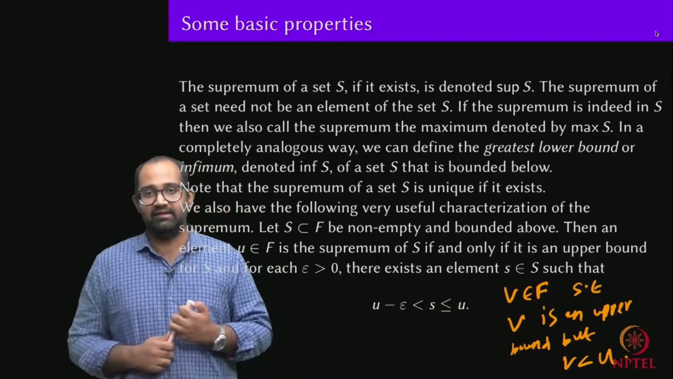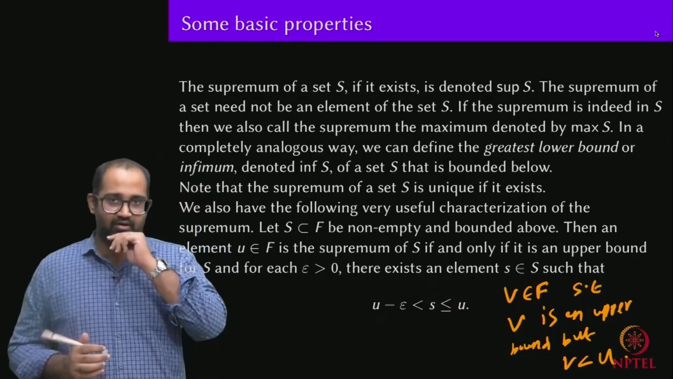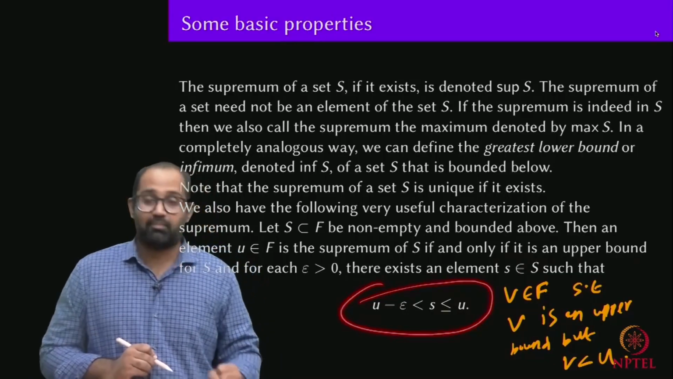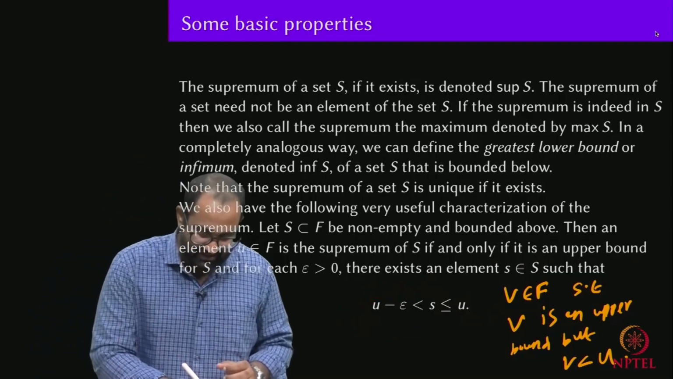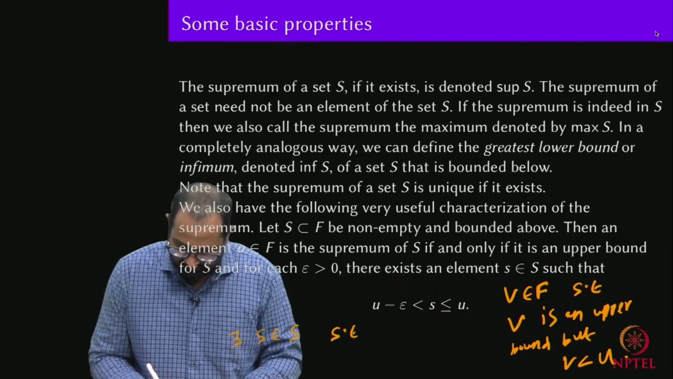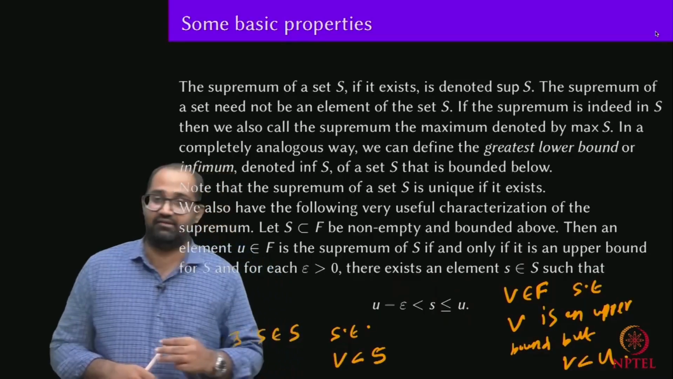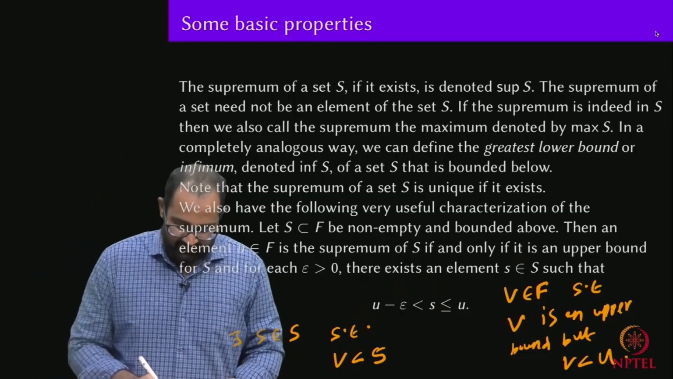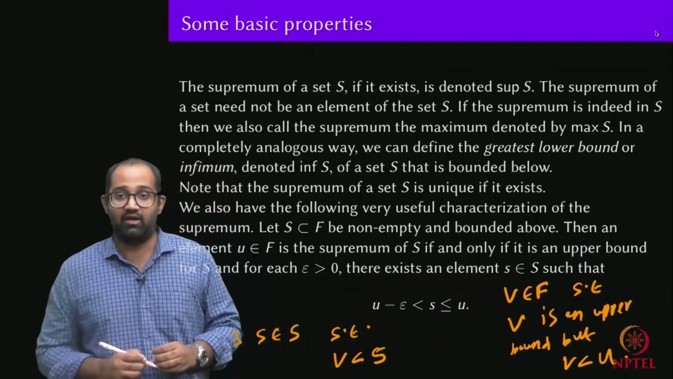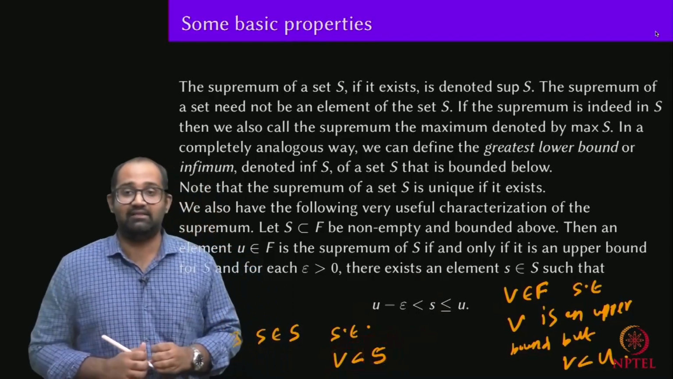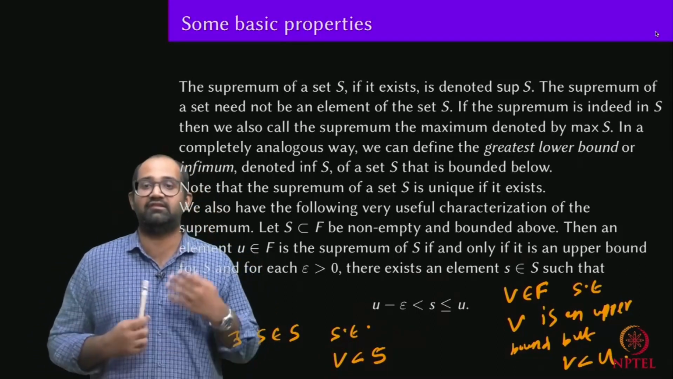Okay, but v is less than u. Now, if you think about this for a second, what this property will tell you is that there exists s in S such that v is less than s. Please think how this property, which involves an epsilon, actually gives you an s in the set that beats v, that dominates v, that is greater than v.